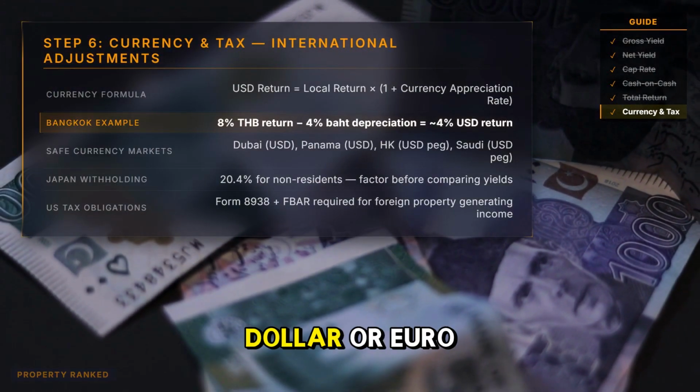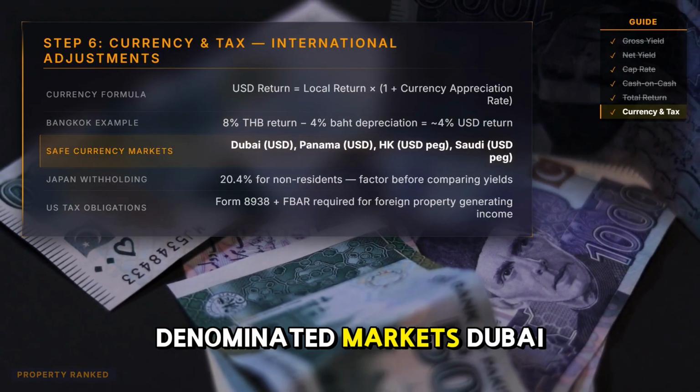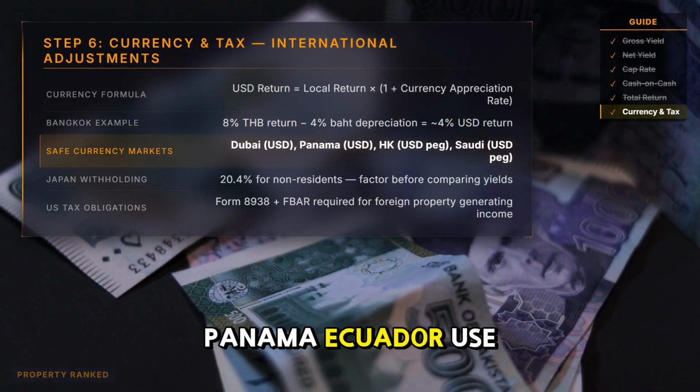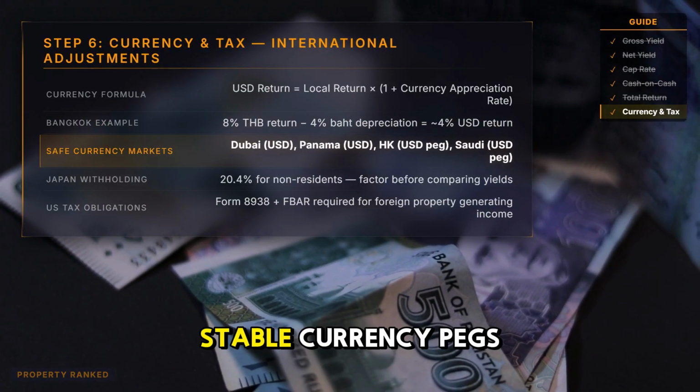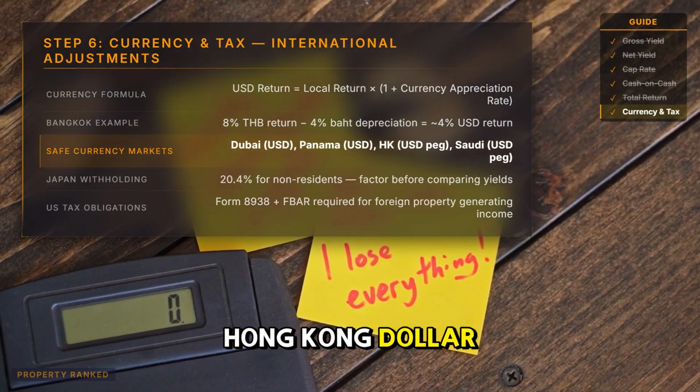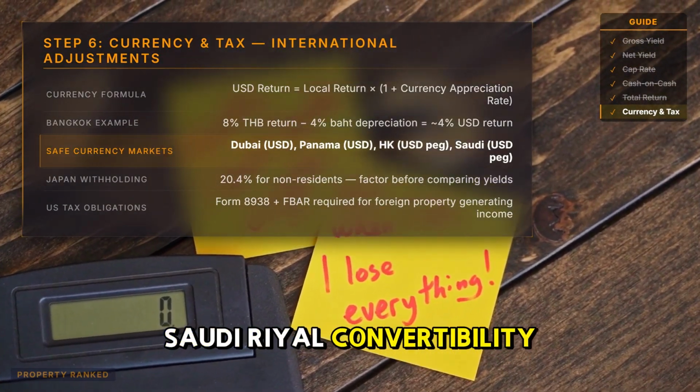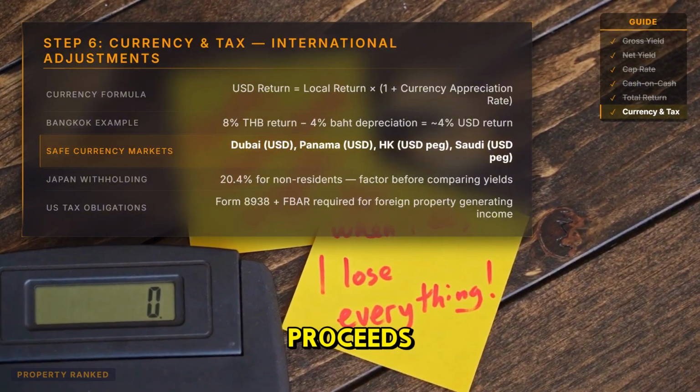Mitigate with dollar or euro denominated markets. Dubai, Panama, Ecuador use the US dollar. Stable currency pegs: Hong Kong dollar, Saudi riyal. Convertibility, ease of repatriating proceeds.